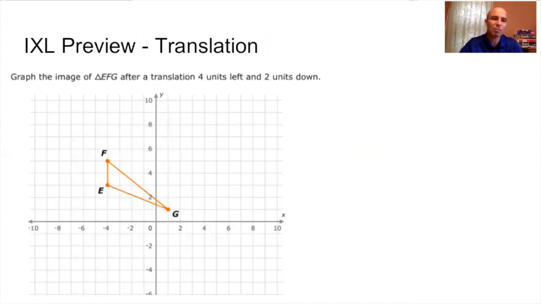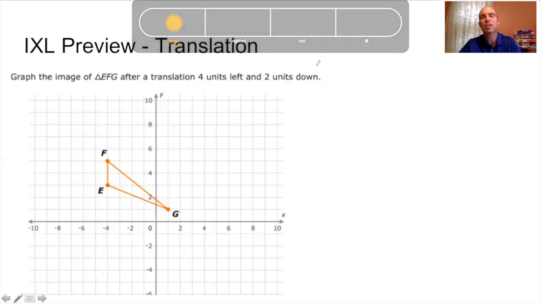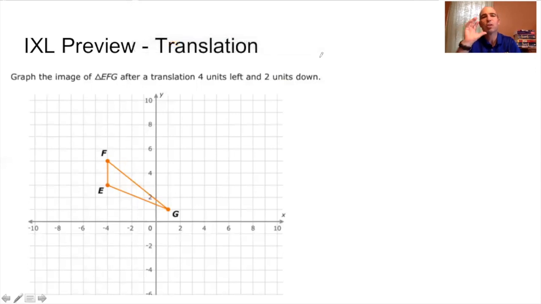Okay, IXL preview, a translation. Graph the image of EFG after 4 units down, 4 units left and 2 units down. Okay, so here's my thing. This is going to make these types of problems so much easier. I know you're tempted to kind of go crazy, try to do all of it at once, but if you do this, this is all you're going to know. 1 point at a time.